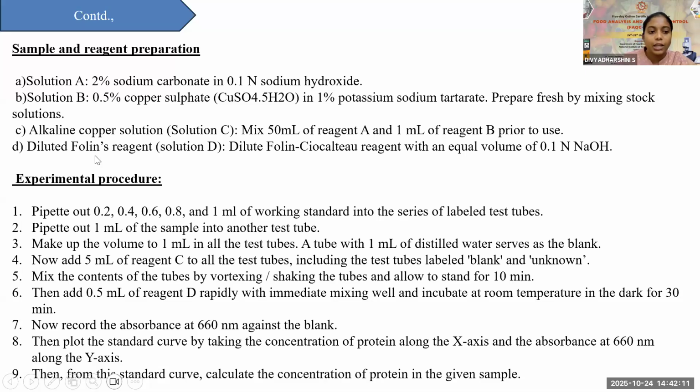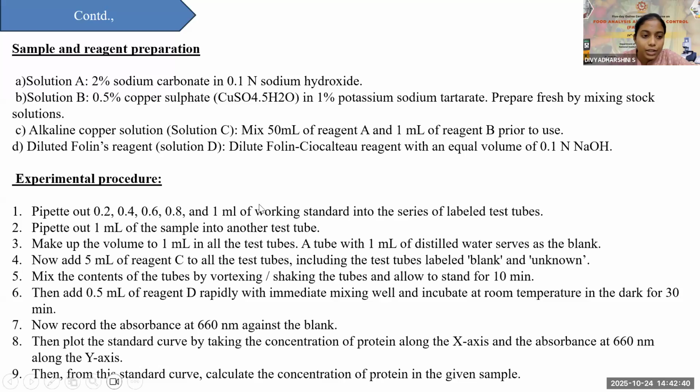And solution D is diluted Folin reagent, the Folin-Ciocalteu reagent, which is available commercially. For example, if I want to use 0.5 ml in the procedure, we will be using 0.5 ml for each test tube. If I'm taking 10 test tubes, 0.5 times 10 is 5. So 5 ml of FC reagent and 5 ml of 0.1 normality HCl. That has to be prepared once we start preparing our standard stock solutions.